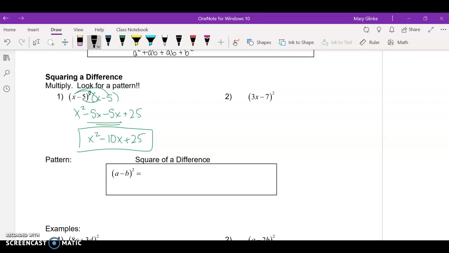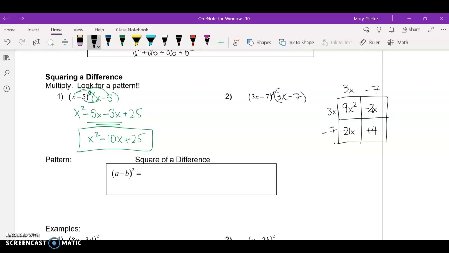Let's try one more all together here. So we get 3x minus 7 twice. I'm going to go ahead and show this one with the box method, just if that's the method you're using, you can use that. 3x minus 7 and 3x minus 7. 3x times 3x gives us 9x squared. 3x times negative 7 gives us negative 21x. That happens again down here. And the last two multiply to get a positive 49. So we get 9x squared minus 42x plus 49.